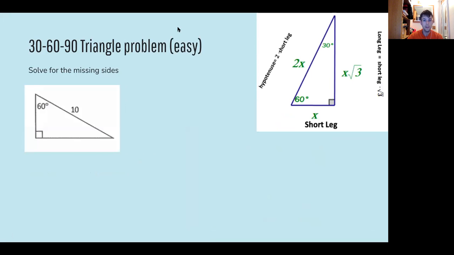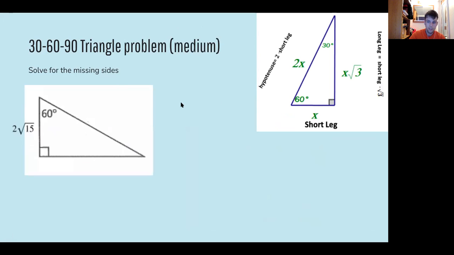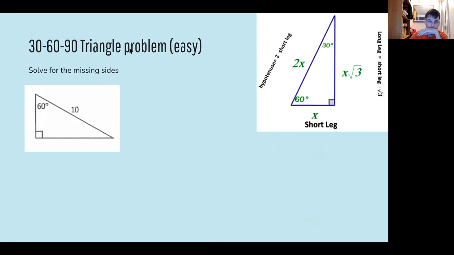Let's use that. All right, so now a 30-60-90 triangle. We want to identify our different angles. This is a 60 and 90, so this one over here is a 30. We know currently the hypotenuse, right? The hypotenuse is our 2x side. We are missing the short leg and we're missing the long leg. So we know the 2x side, so we can solve for x for this triangle pretty easily.